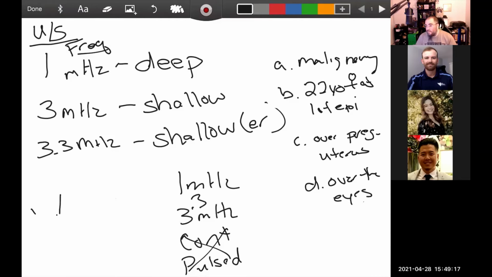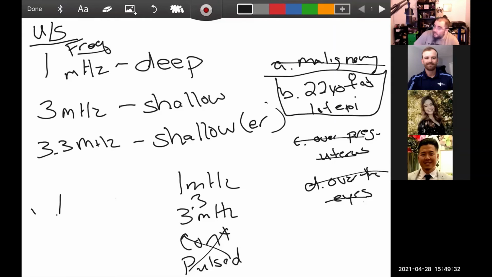So looking at that, which one of those is not a contraindication? Well, malignancy is definitely one, so that one's out. Pregnant uterus, out. Eyes, definitely out. This is your best answer. Even though it's pretty close to those epiphyseal plates and it's pretty close to them closing, that's your best answer out of that one.